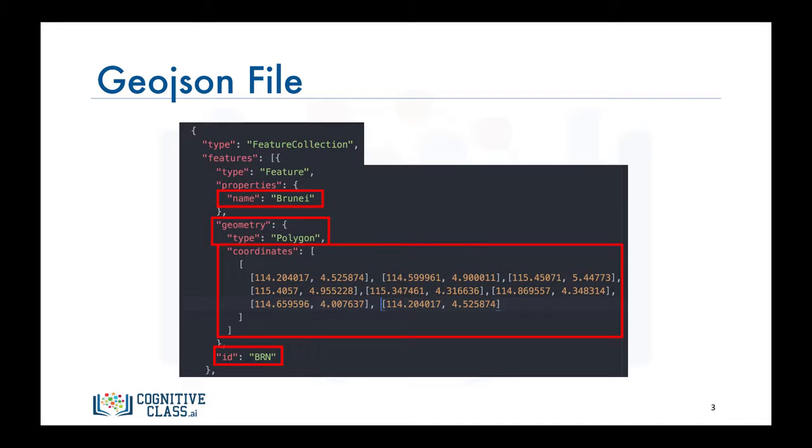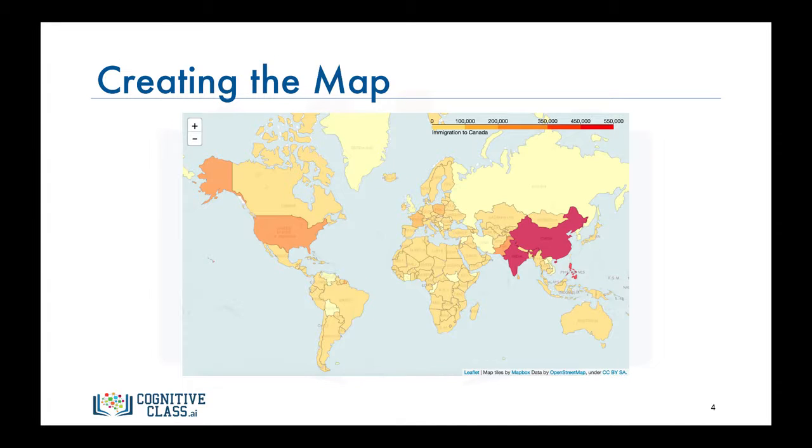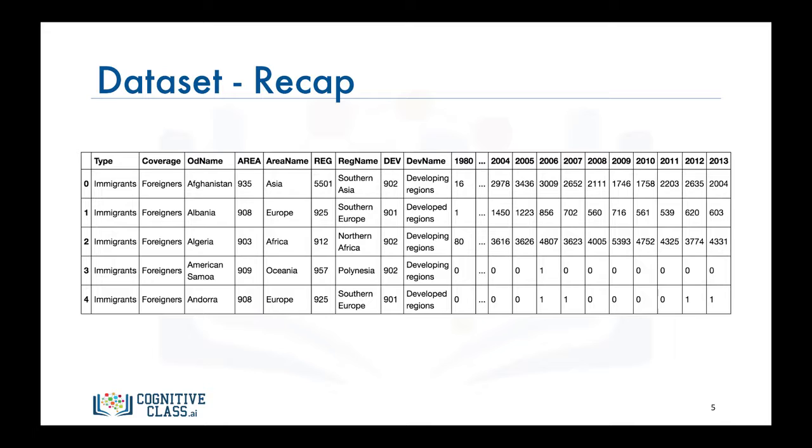So let's see how we can create a Choropleth map of the world like this one showing immigration to Canada. Before we go over the code to do that, let's do a quick recap of our data set. Recall that each row represents a country and contains metadata about the country, such as where it is located geographically and whether it is developing or developed. Each row also contains numerical figures of annual immigration from that country to Canada from 1980 to 2013.